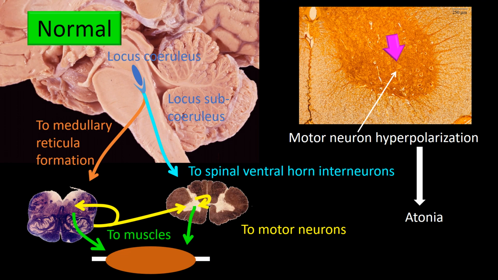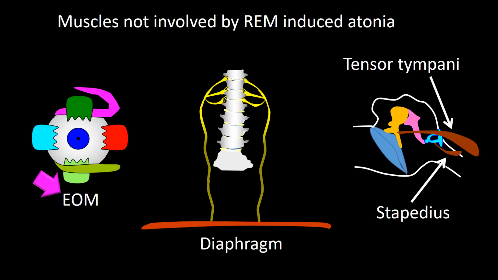Here I am pointing to a spinal cord motor neuron. Activation of the locus subcoeruleus leads to lower motor neuron hyperpolarization, which behaves like an electrical block, producing muscle atonia. I have in this frame represented this process in the spine, but a similar process occurs in the brainstem, thus producing atonia in most brainstem innervated muscles. Muscles spared from the influence of the locus subcoeruleus are the extraocular muscles, the diaphragm, the tensor tympani, and the stapedius.